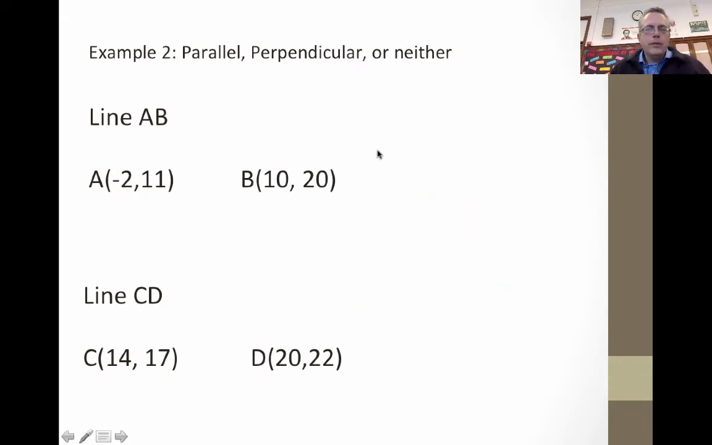All right, example 2. So now we know what to do. We have 2 lines, and we just have to find the slopes from the points. So for line AB, 20 minus 11 is 9. So the slope is 9 over 10 minus -2, which is 12. This is equal to 3/4. Okay, circle it.